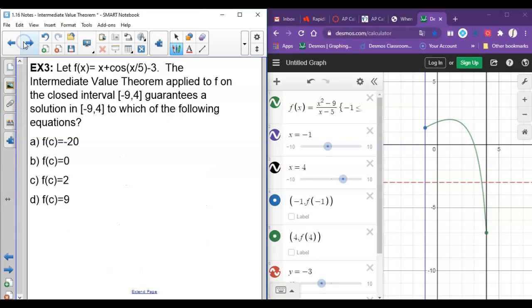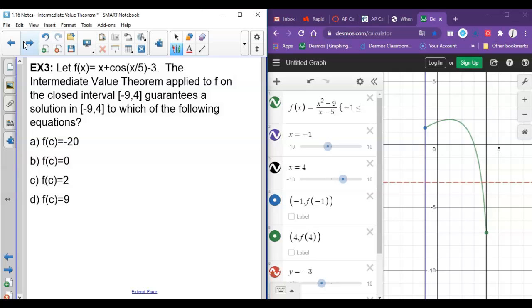Let's try another problem. Okay, here's a multiple choice problem, and so we are going to let f of x equal cosine x plus cosine of x over 5 minus 3. The intermediate value theorem applied to f on the closed interval -9 to 4 guarantees a solution in the -9 to 4 to which of the following equations.